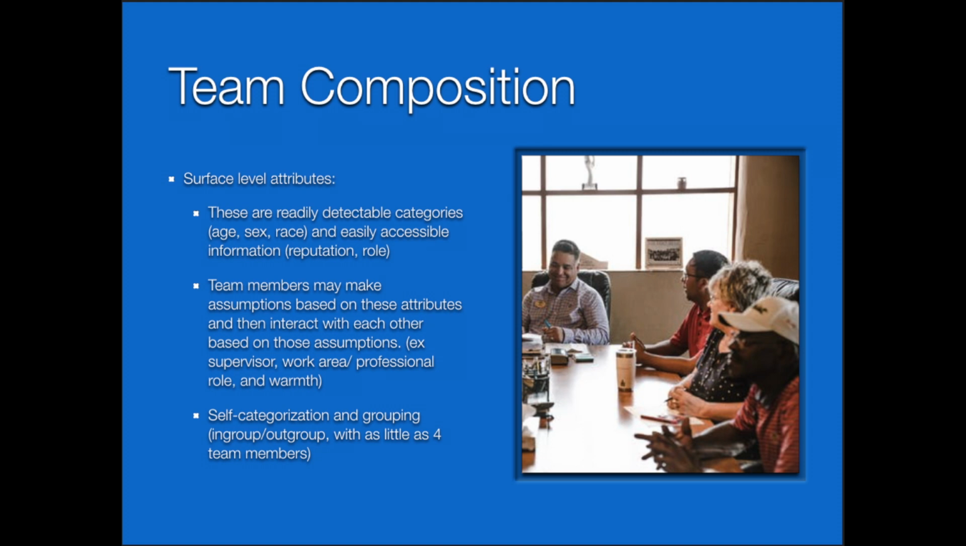Surface-level attributes. These are readily detectable categories and easily accessible information. Team members may make assumptions based on these attributes and then interact with each other based on those assumptions. Self-categorization and grouping. In-groups and out-groups can form with as few as 4 team members.